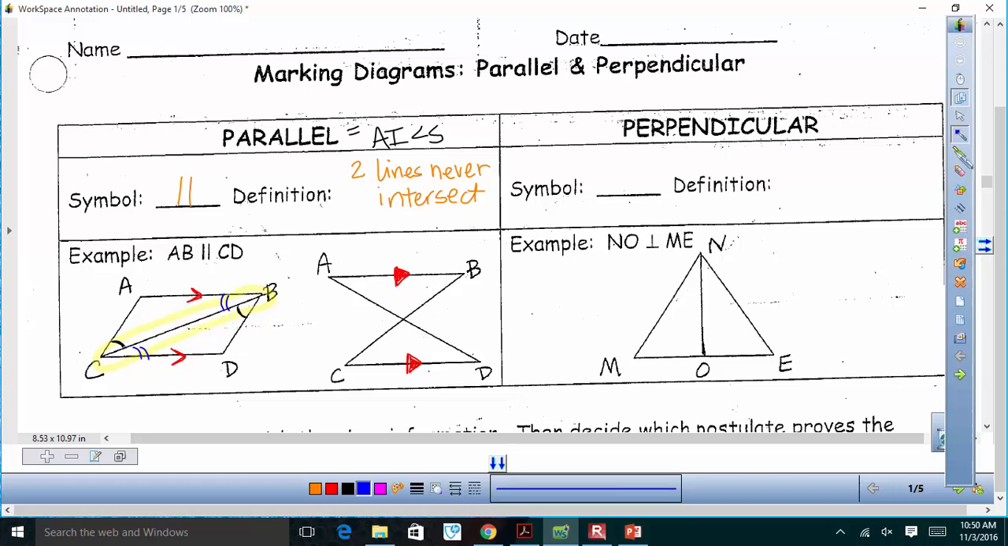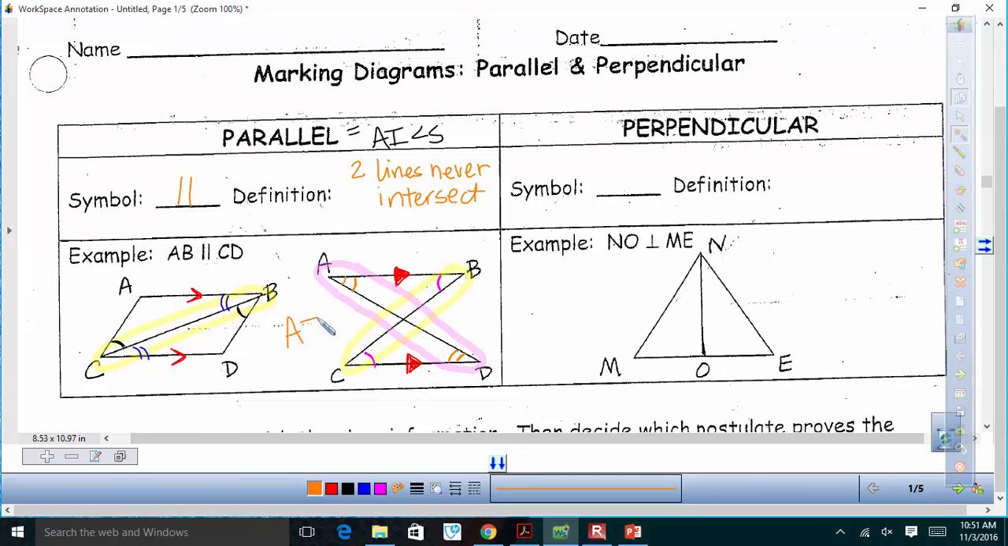Okay. Now in this other figure, which one would be my transversal? CB. Or you could do AD. We'll do CB first. So if we do CB, my alternate interior angles would be angle B and angle C. Now, we could also treat the other one as a transversal. And what would my alternate interior angles be? Angle A and angle D.